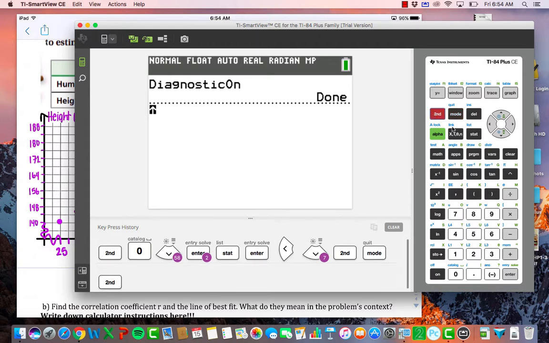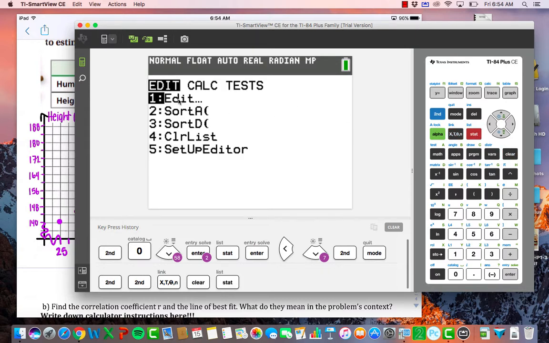Again, that's second. Oh no, not second. No. Now I'm messing up the keylog. Annoying. But whatever. Delete. And remember that's Stat, Edit.